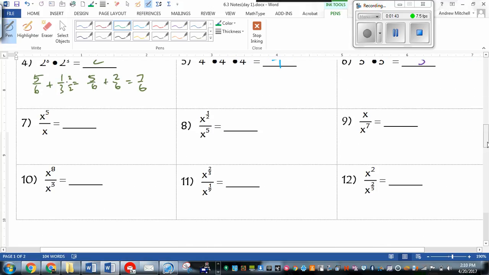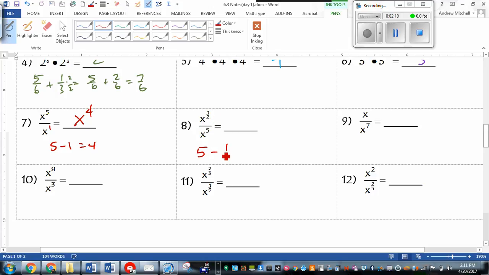Let's look at number 7. For number 7, this one, x to the 5th over x to the 1st, even though it's not written there, we know that's a 1 for the exponent. We just subtract 5 minus 1, and we get 4. So our exponent's going to be 4. The bigger exponent was on top, so this is just going to be on top, and really, it means there's no fraction left.